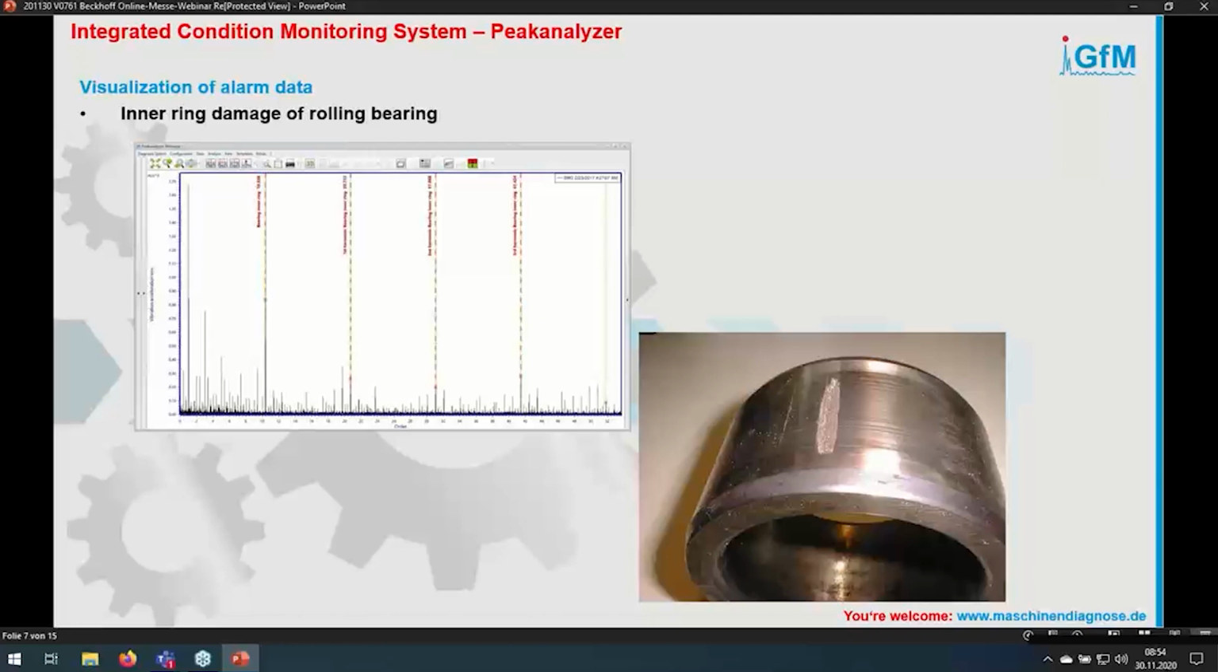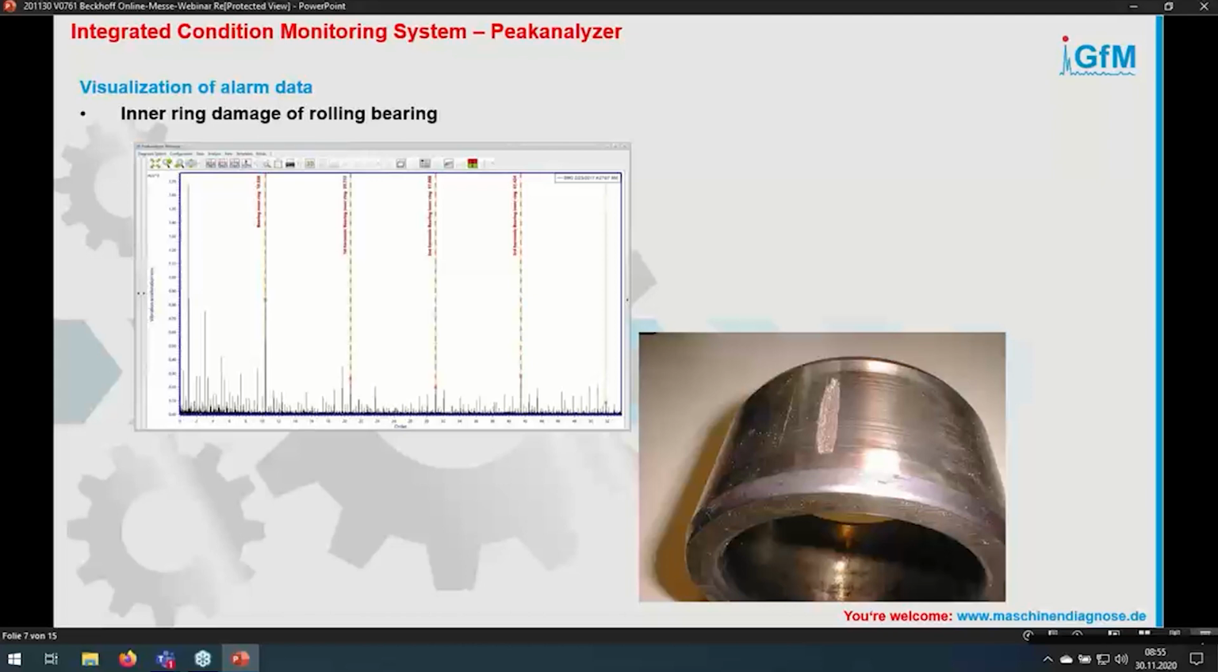We have this inner ring damage with this indication here, and in the rolling bearing order spectra we have the inner ring order that is marked in the spectrum here, and in fact we see the inner ring order and its harmonics in the spectrum. And this is also an indication that the inner ring of this specific bearing is damaged.